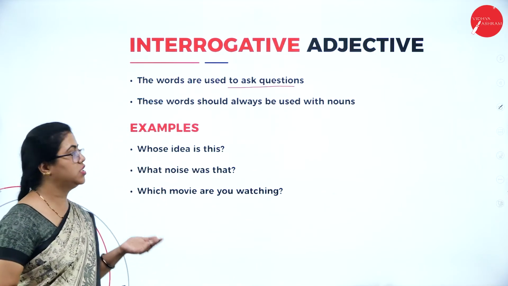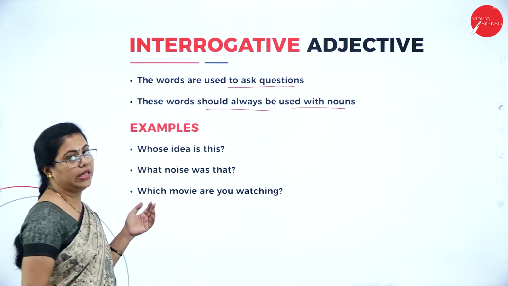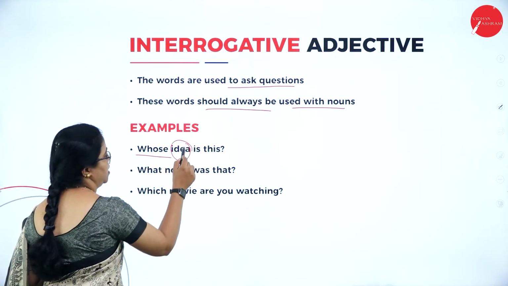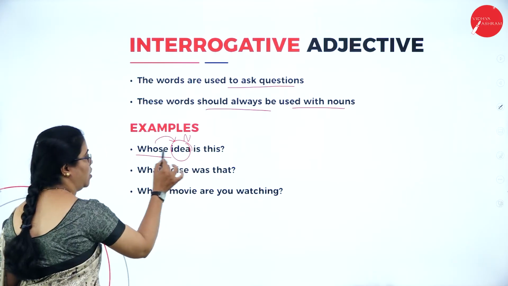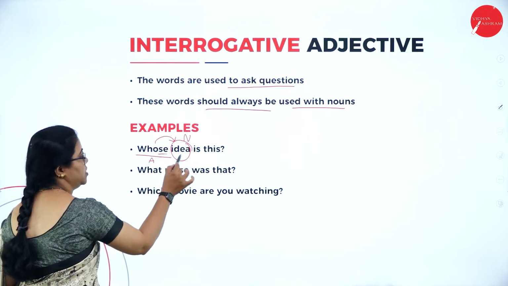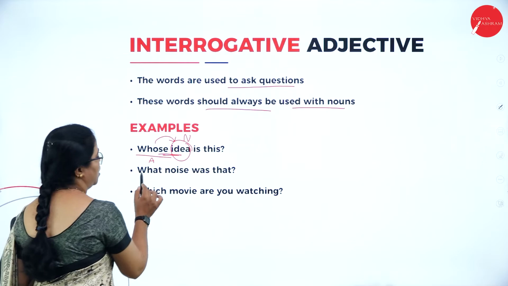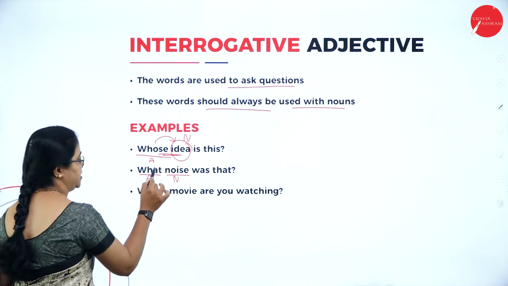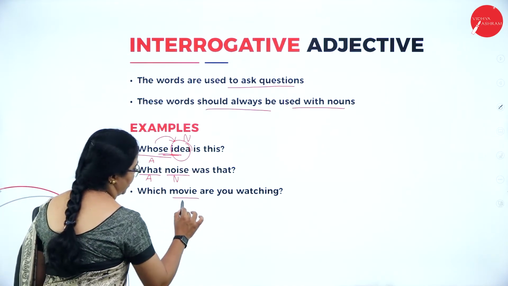And of course, these words also should always be used with nouns. So here in these examples, you can see, whose idea is this? Idea is a noun and whose is asking a question about it. This is a noun and this becomes an adjective because it always has to be used along with nouns. So here you can see, what noise was that? Noise is a noun. What is an adjective here. Next example, which movie are you watching? Again, this is a noun.